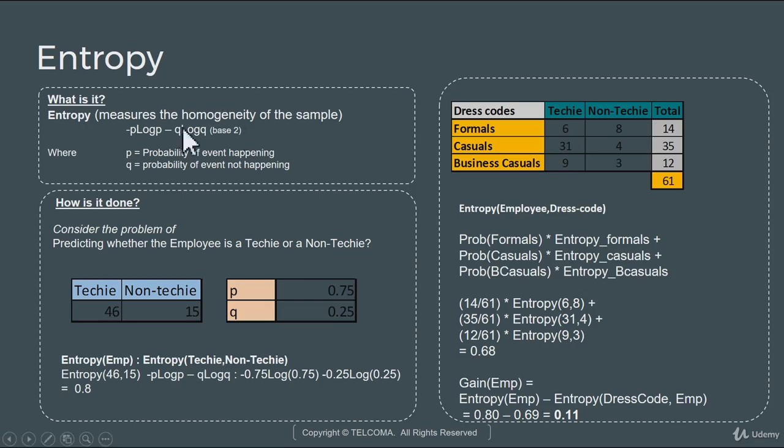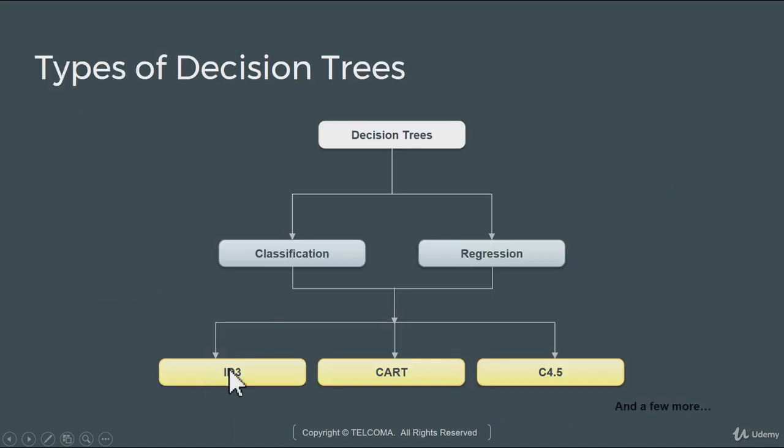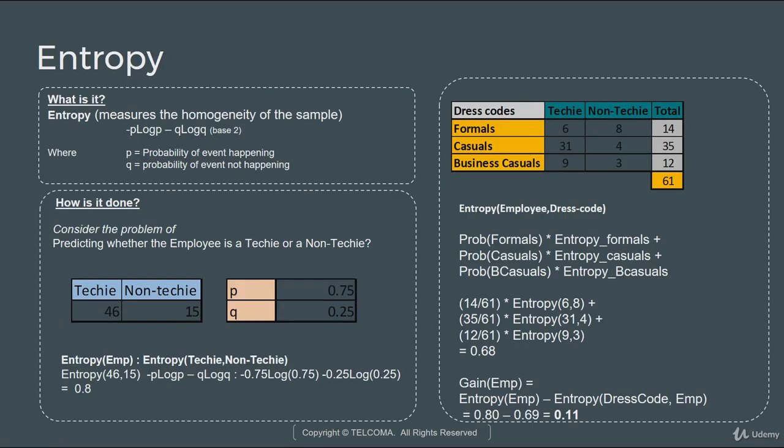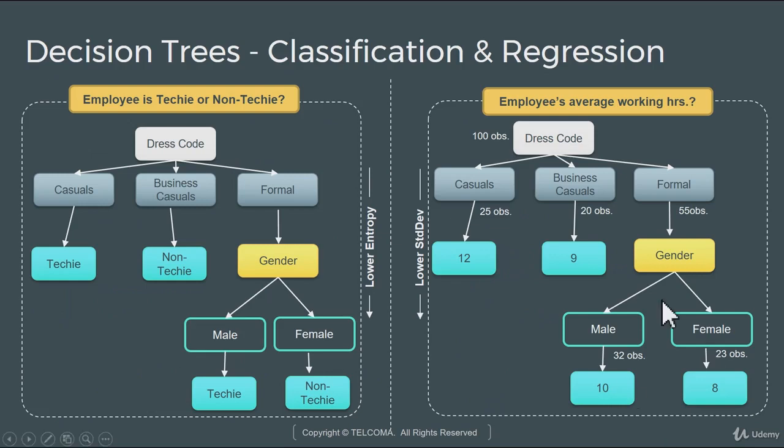Just like information gain, we have standard deviation reduction, which can be used in ID3 for regression. You select the root node and the subsequent nodes based on the criteria of standard deviation reduction. So let's look into a basic example. The moment you go from the root node to the leaf nodes, in the case of classification you go on the basis of lower entropy, and in the case of regression, you go for lower standard deviation.